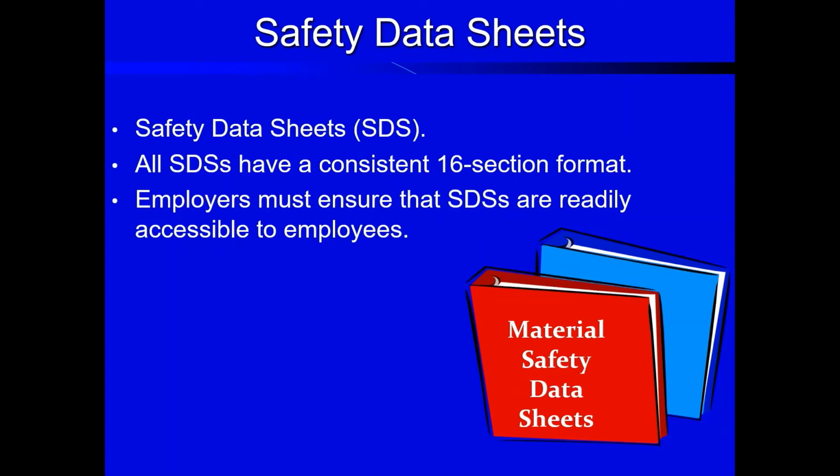Safety data sheets. Safety data sheets, SDS. All safety data sheets have a consistent 16-section format. Employers must ensure that safety data sheets are readily accessible to employees. So the 16 sections, they're all identical. Every hazardous chemical that requires a safety data sheet will have a 16-section format.